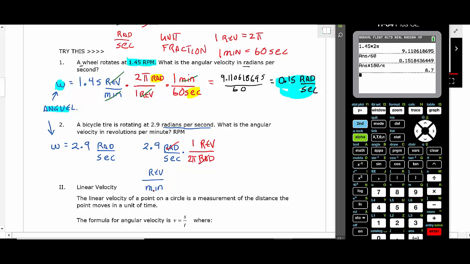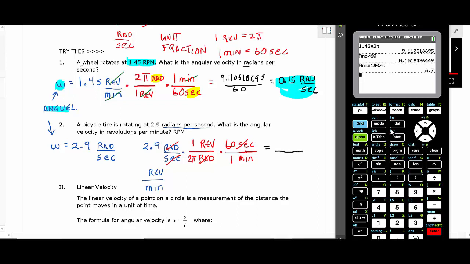Well, I want to convert the seconds to minutes. If the second starts in the bottom, it's got to cancel with the seconds in the numerator, and then I want to end up with minutes in the denominator. So the connection is 1 minute goes with 60 seconds. You don't want to get that backwards. The seconds will cross out, and now you're ready to go to the calculator to get the answer.